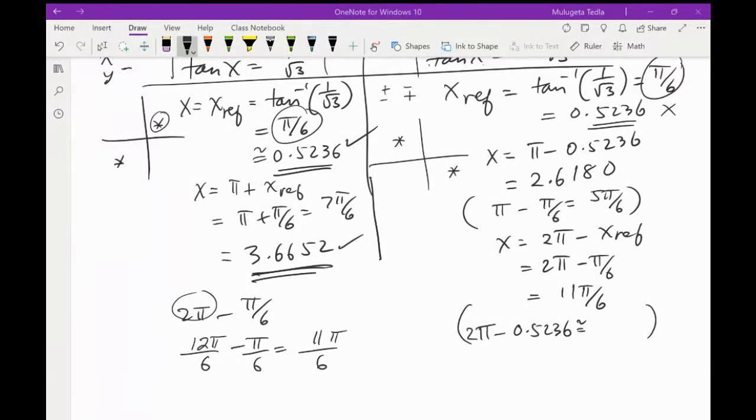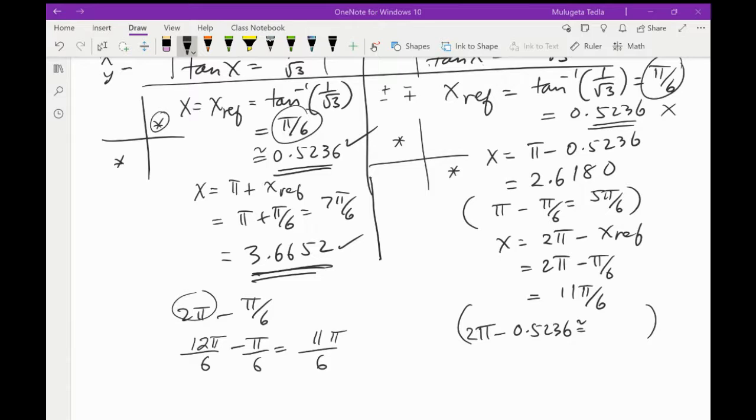Yes, you're right. 11 pi by 6 is 2 pi minus pi by 6. I was getting 11 by 12 because of 330 divided by 30. But 11 pi by 12 is less than pi, less than 180, so it cannot be 330. The 11 pi by 6 is the right answer.